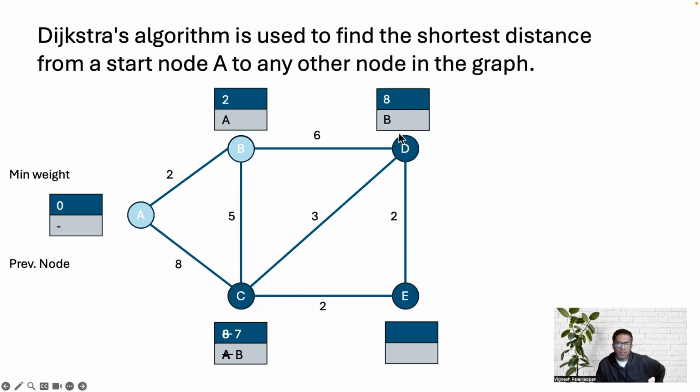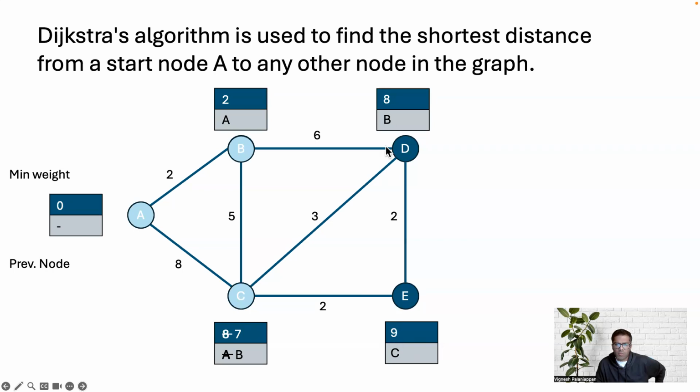We compare the least weights again amongst the unselected nodes. We would pick node C. We look at the outgoing edges from C. So 7 plus 2 here is going to be 9 at node E. And 7 plus 3 is going to be 10 at B. But because this is more than what we already have in that box, there's no need to update that information. So we just update the information at E.